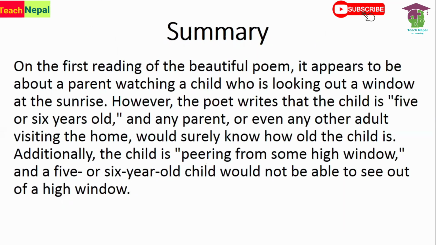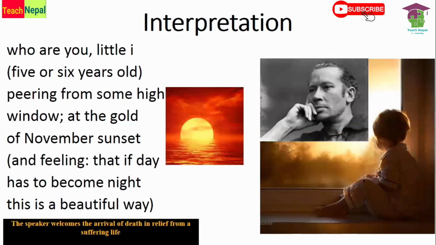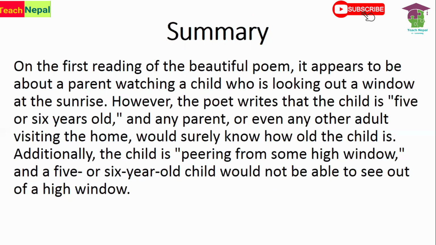On the first reading of the beautiful poem, it appears to be about a parent watching a child who is looking at a window. होइन कसैले चाहिँ सोधेको who are you little child भनेर सोधेको जस्तो देखिन्छ हामीले जब फर्स्टमा चाहिँ हामी जब स्टार्ट गर्छौँ who are you little I 5 or 6 year old, right? जब हामीले यो चाहिँ question, when we see this, then we feel that somebody is asking a question, right?